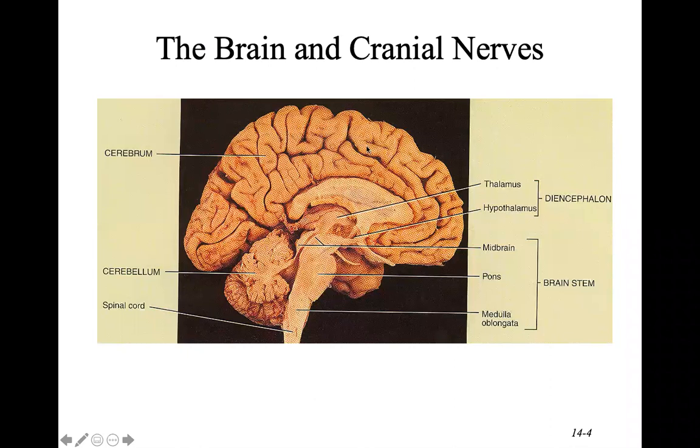So again, here is the cerebellum. Here is the thalamus. Below it is the hypothalamus. Then we have the midbrain, the pons, the medulla. Below the medulla is the spinal cord. Posterior to the midbrain is the cerebellum. We'll talk about the cerebrum and the different lobes of the cerebrum. There happens to be a frontal lobe, an occipital lobe, a parietal lobe, and a temporal lobe as well.